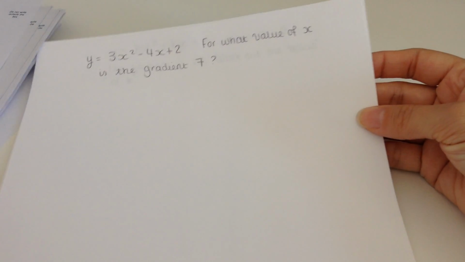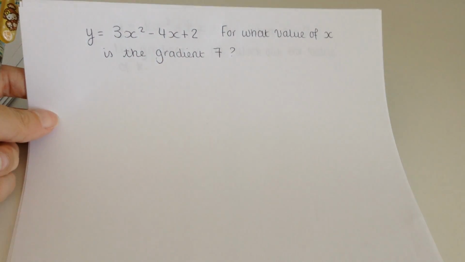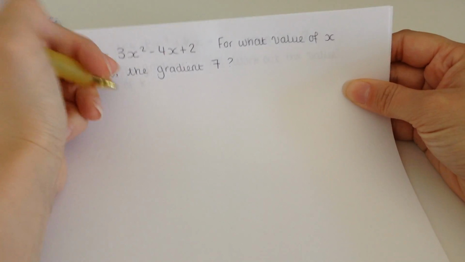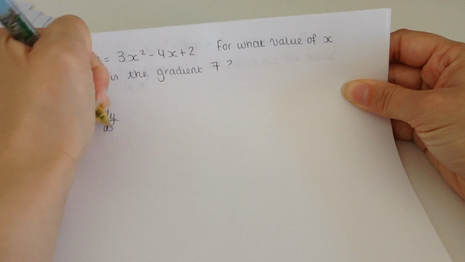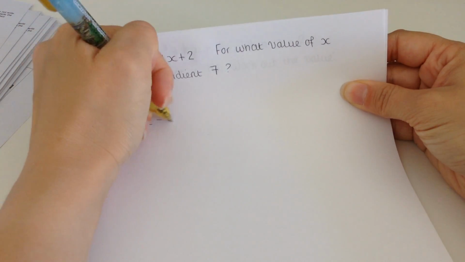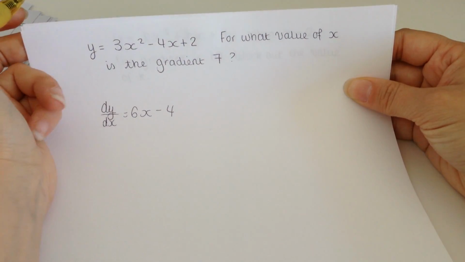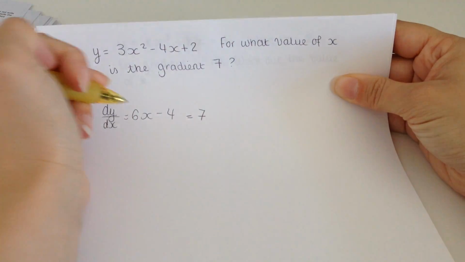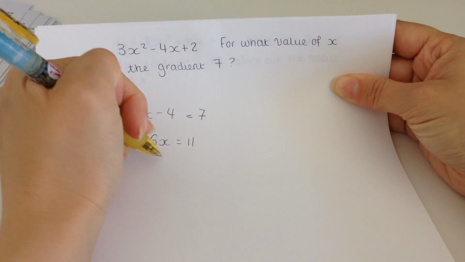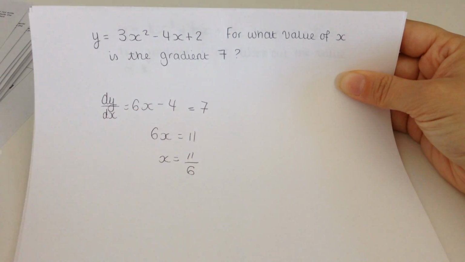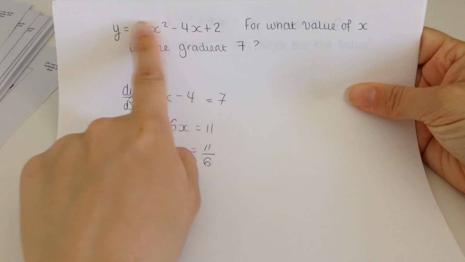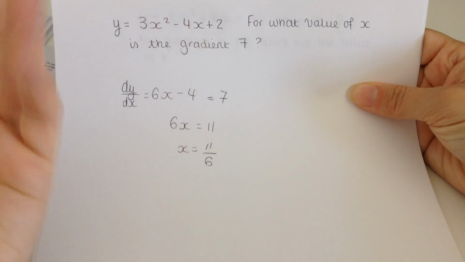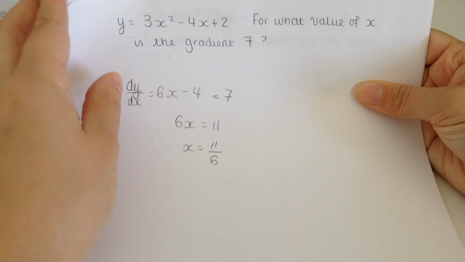Okay? Next. This time it's kind of backwards. So they've told us the gradient and we want to find the x. Okay, so we're going to do the same thing. Find dy by dx by lowering the power and timesing by the power, like that. We want that to equal 7, and we're going to try and find the x. So we just need to solve this equation, and that's our value of x. If this had been a cubic, then when we differentiated it would have been a quadratic, and we'd have had to solve a quadratic, so there'd be 2 answers, but you know how to solve quadratics.